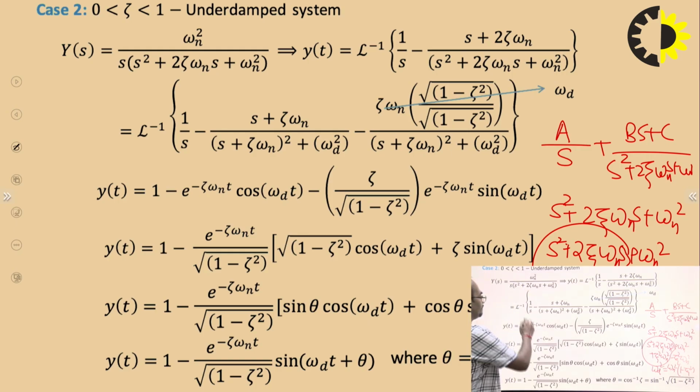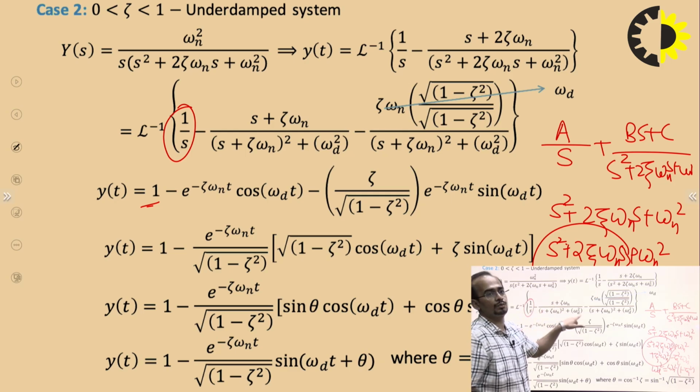So what will be the value of the inverse Laplace of 1 by s? 1 by s is nothing but 1. Here you can see s plus a upon (s plus a) whole square plus b square. This is nothing but e to the power minus at cos bt. So here b is omega d and a is zeta omega n. So the inverse Laplace of this will be e to the power minus zeta omega n t cos omega d t.